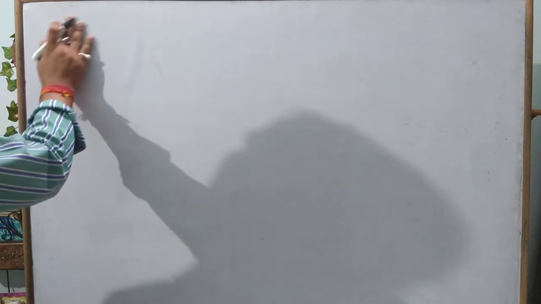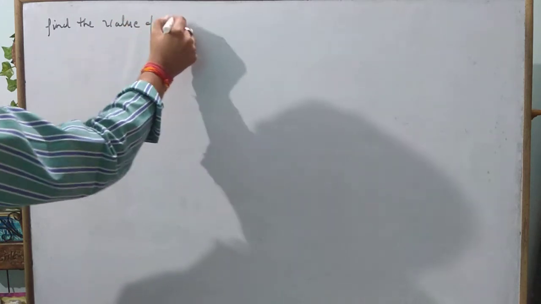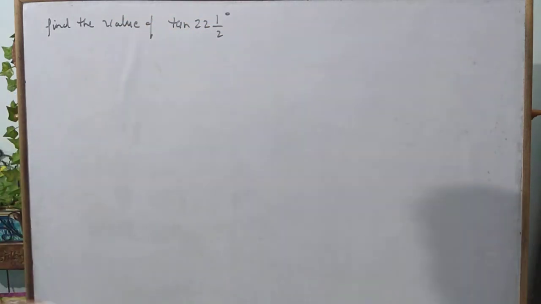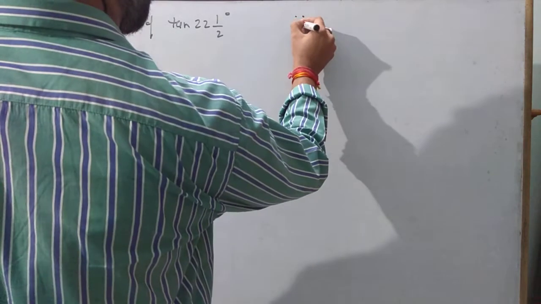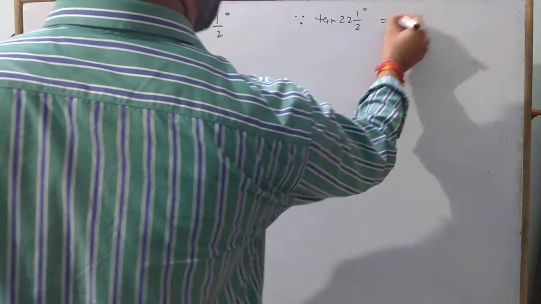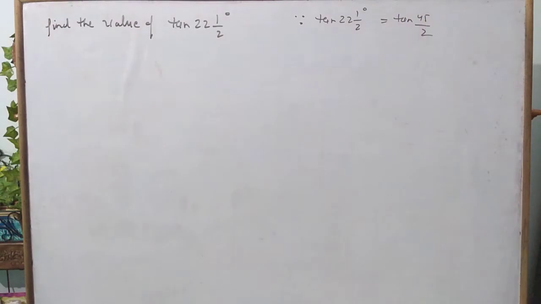Now after that, let us take some questions. The question is: find the value of tan 22½ degrees. We want tan 22½ degrees, since tan 22½ degrees means tan 45 by 2, the half angle formula.